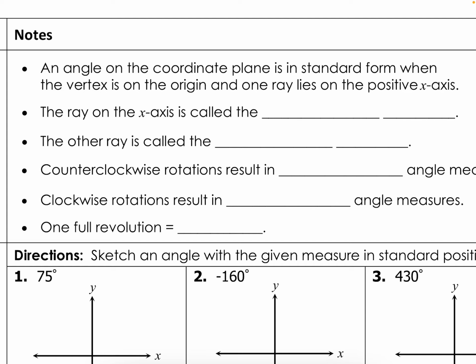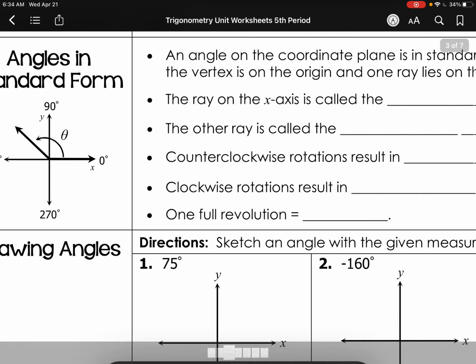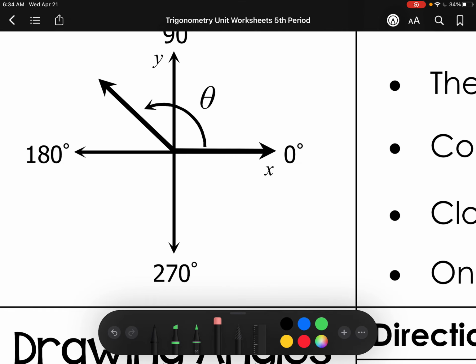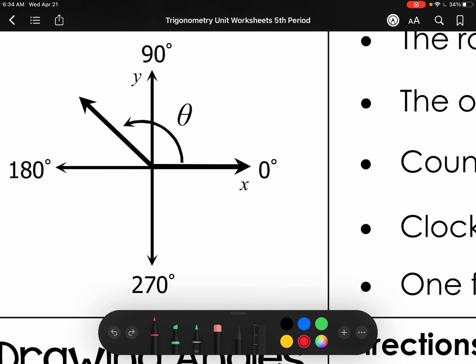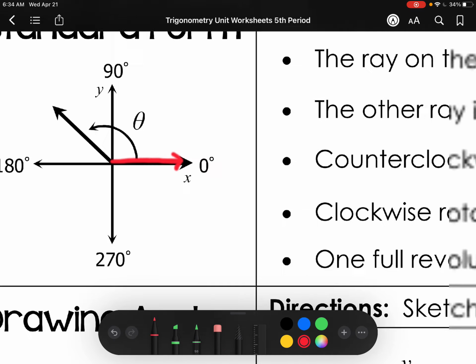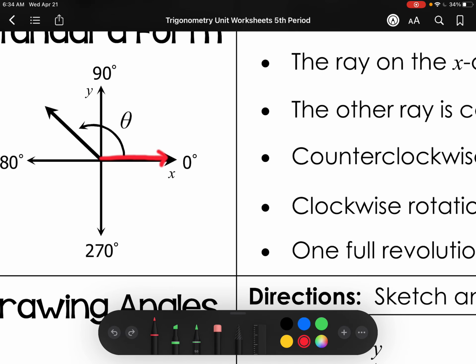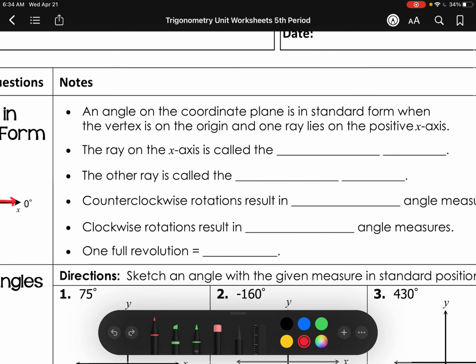The first bullet point says that an angle on the coordinate plane is in standard form when the vertex is on the origin and one ray lies on the positive x-axis. So the vertex would be right here. When the vertex is at the origin, which it is here, and one ray is on the positive x-axis, we know that this is the positive x-axis, right? So one ray has to be there, and the vertex has to be at the origin in order for it to be in standard form.